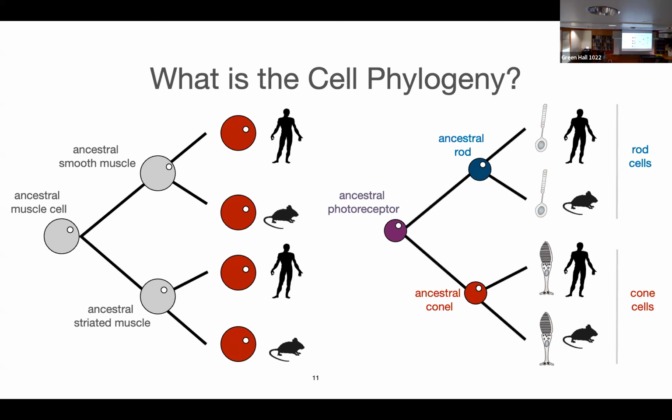But we can also identify more distant homologies. For instance, the rod and cone photoreceptors in the eye, they're really divergent morphologically, but we know they probably descend from the same photoreceptor cell type. And this probably happened about 500 million years ago, given that jawless vertebrates also have rods and cones.